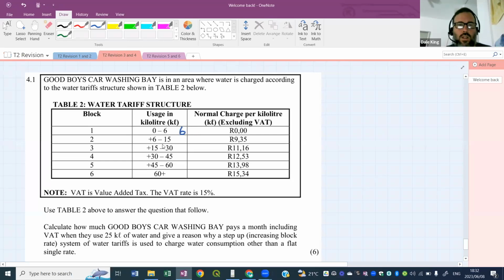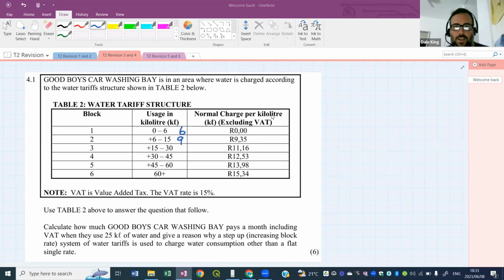Who can tell me how many kiloliters in the second row? How many kiloliters of water are there from 6 to 15? 9. Good. 10? Careful, Emmanuel. 9. All right, we got 9 kiloliters there. Now 15 to 30. Emmanuel's still sticking with the 10. Emmanuel, come tell me.